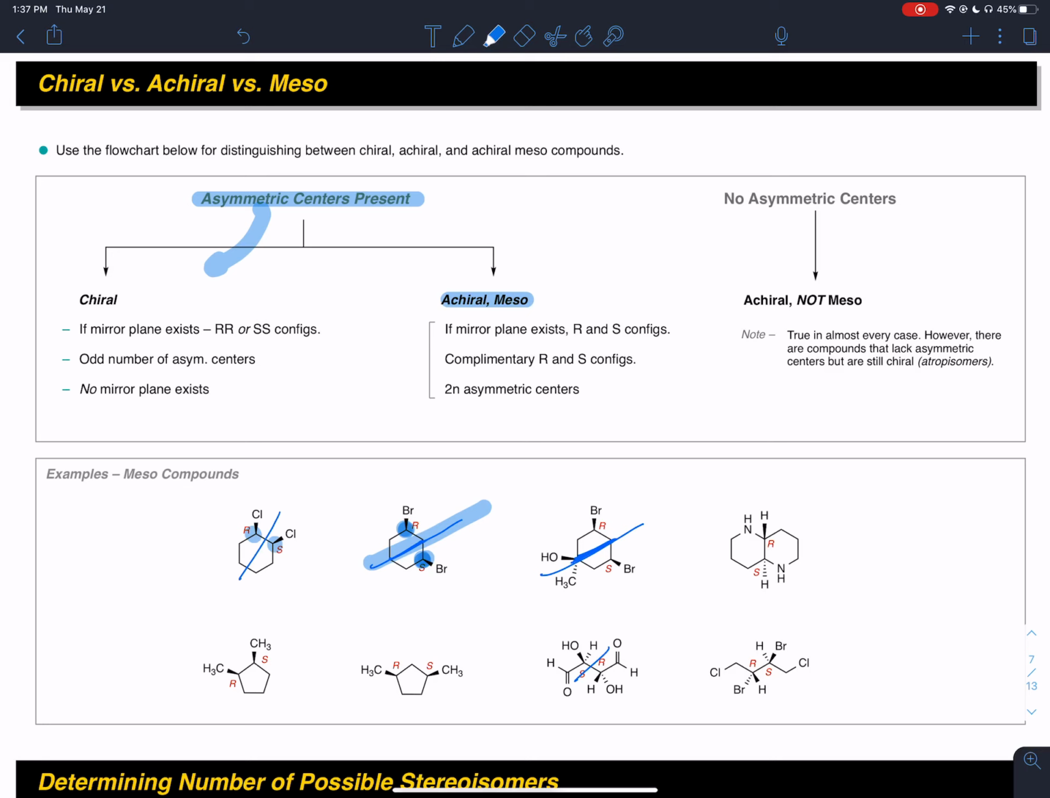So if that constitutional line of symmetry exists and we have R-S configurations, that means there's a mirror plane that exists. Meso compounds could have some multiple of two asymmetric centers, but about that line of constitutional symmetry at the respective chiral carbons, you would have complementary R and S configurations. There is no optical activity for a meso compound, which is an achiral compound.